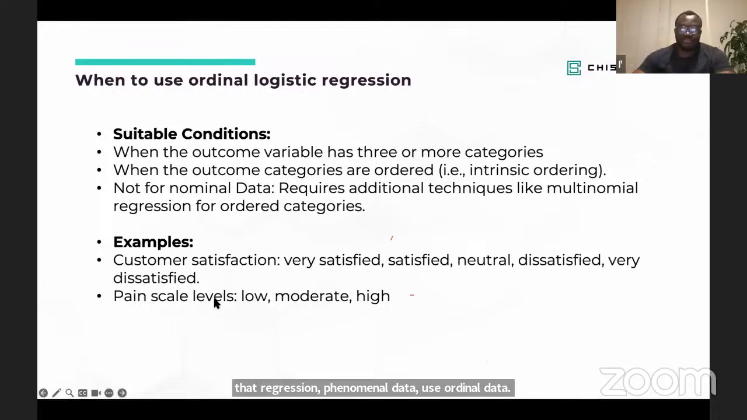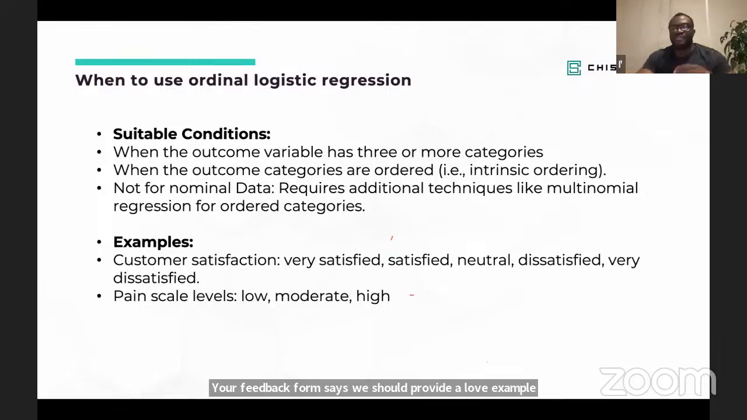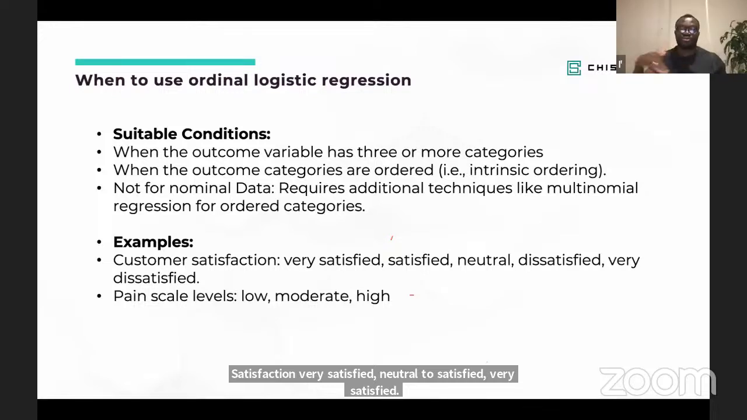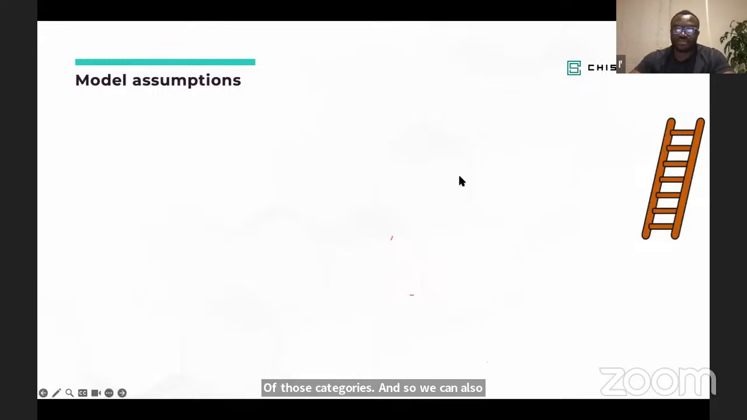So here are some examples. Your feedback form says we should provide a lot of examples, so I'm providing you 2 examples here. Customer satisfaction: very satisfied, neutral, dissatisfied, very dissatisfied. You can see that in that Likert scale, there is a natural progression of satisfaction or dissatisfaction, depending on the direction you're looking at. So we can use ordinal regression for that use case. Or pain scales, like the one we looked at earlier: low, moderate, high. There's also inherent ordering of those categories, and so we can also use ordinal logistic regression.